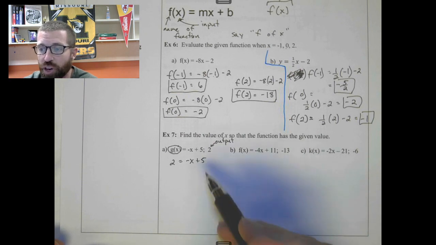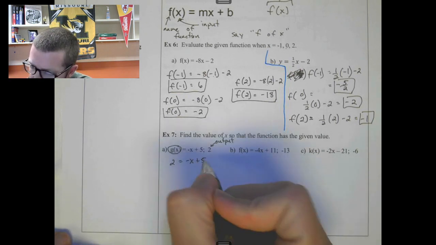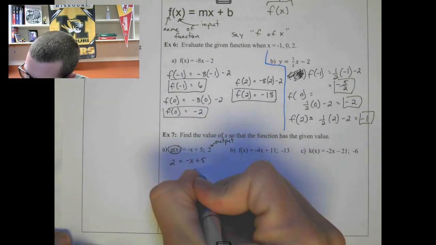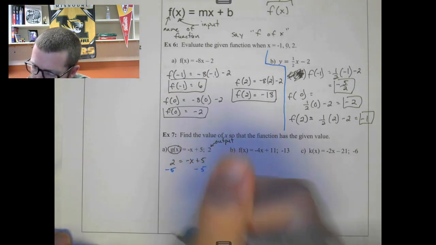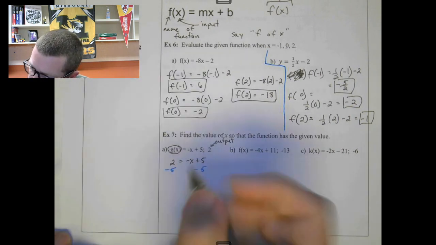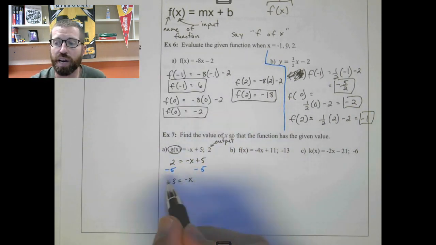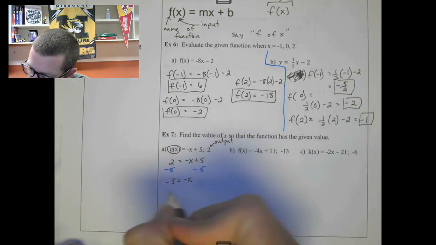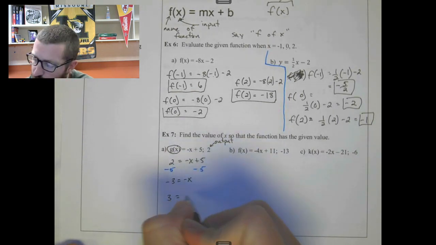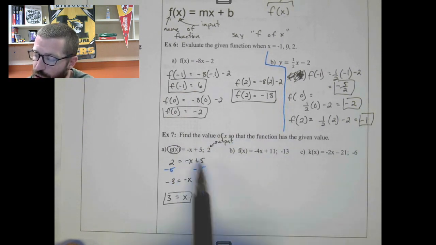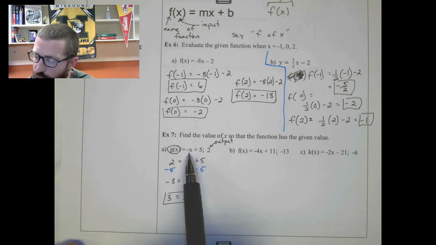And then just solve that equation. So pause this, try to solve this equation. When you subtract 5 from both sides, you get -3. And then because this x is negative, we want to divide by -1 or just change the sign to everything, and 3 is equal to x. So when we plug in 3 for x, you should get 2. And you can check that. 3 times -1 is -3 plus 5 is 2.